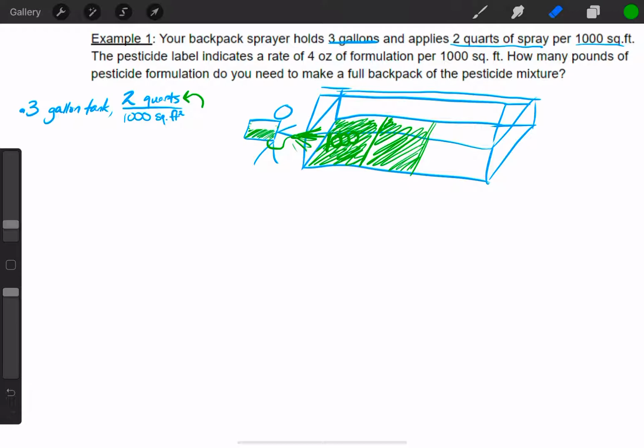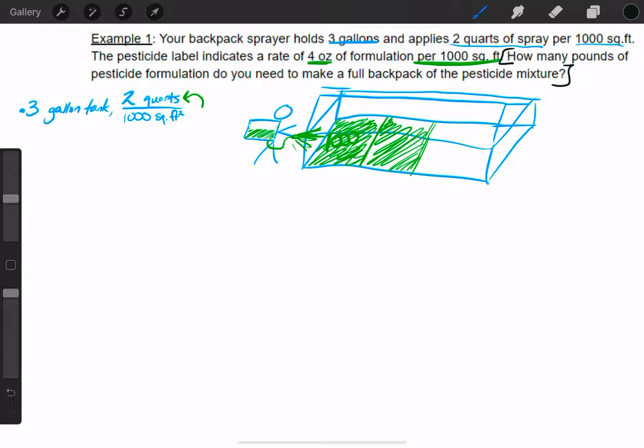Now, separately, we've got our pesticide, and we need to add a certain number of ounces or pounds of this formulation to our tank. It says that we should be adding 4 ounces of formulation per 1,000 square feet. Ultimately, our question is, how many pounds of pesticide formulation do you need to make a full backpack of the pesticide mixture? So, got a lot of information floating around.